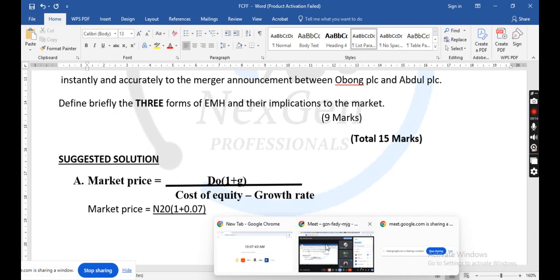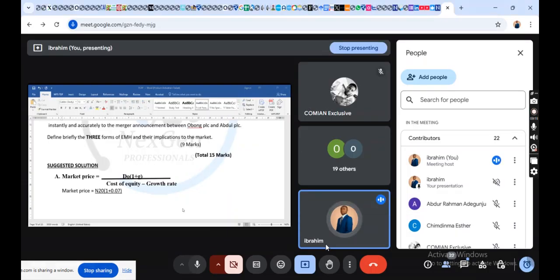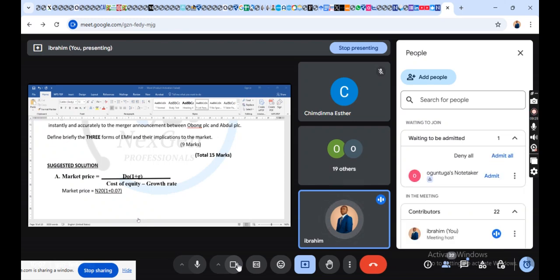Once you see in a question that it is a takeover, and the question says you should determine the market price, don't even think twice. Know that this is valuation. The first thing that should come to your mind is which method of valuation.